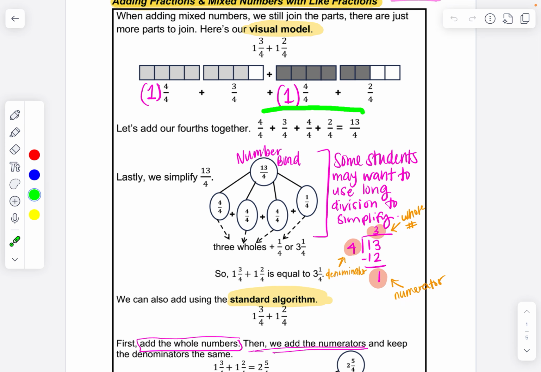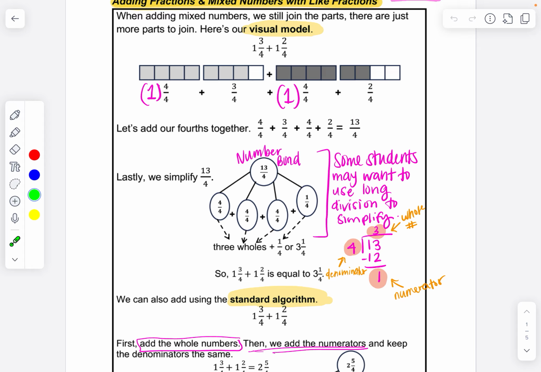So adding up all the fourths together, we know that when we add up fractions with the same denominator, our denominator in our answer stays the same. So we're not touching that denominator. It's always going to be fourths. What we do add, however, are our numerators. So we end up with 13/4.